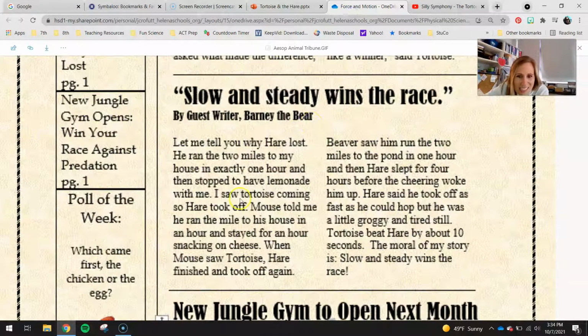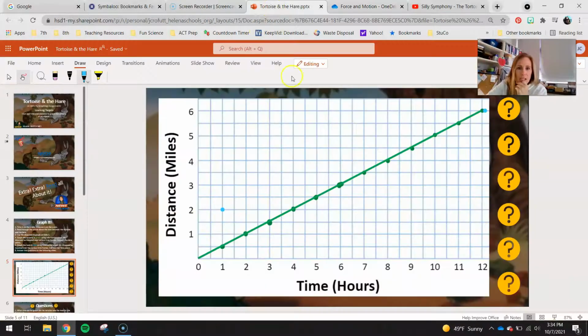But then he stayed at Barney the bear's house. So what was his velocity? Okay, his velocity would be 0 because he wasn't moving from Barney the bear's house. Okay, so he ran exactly 2 miles to my house in 1 hour and then stopped to have lemonade with me. I saw Tortoise coming, so Hare took off. So let's take a look. If he was here and ran this far in that first hour, it was at the point where he saw Tortoise coming. So he stayed there until the Tortoise started coming.